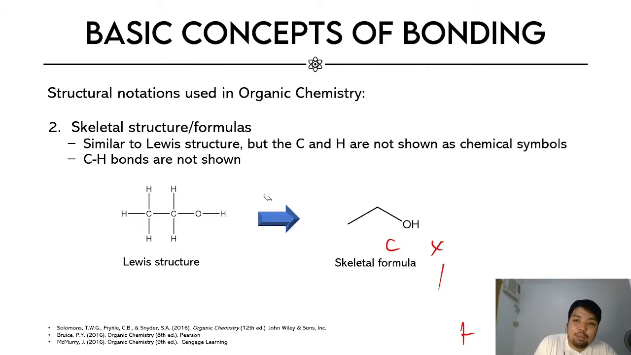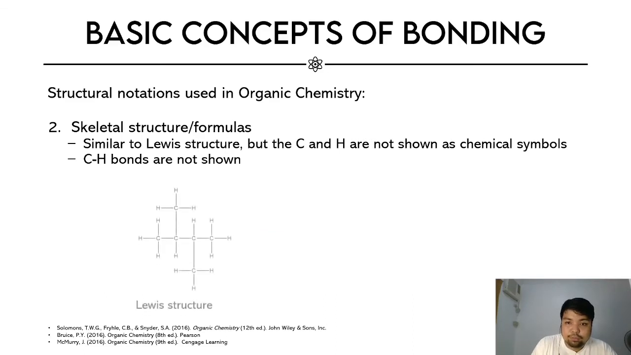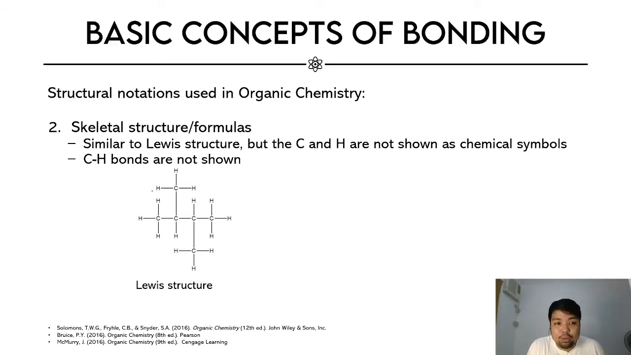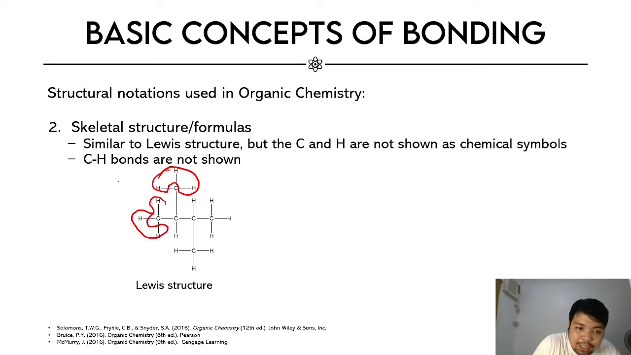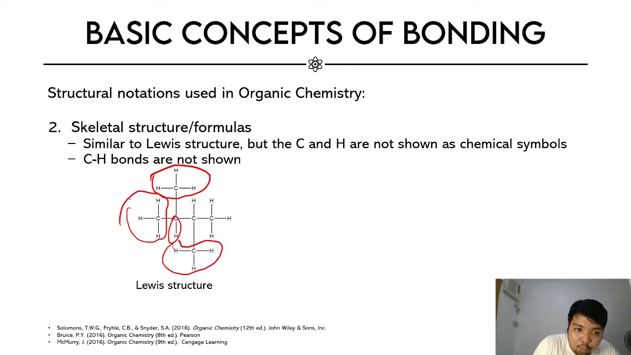So let's have a branched compound. Let's have this Lewis structure. If we draw the skeletal formula, lahat ng CH bonds, lahat nito mawawala, at pati na rin yung chemical symbol. Actually, this structure here, these groups here, will not be shown in the skeletal formula. What will be shown is the carbon-carbon bonds. So it would look like this.